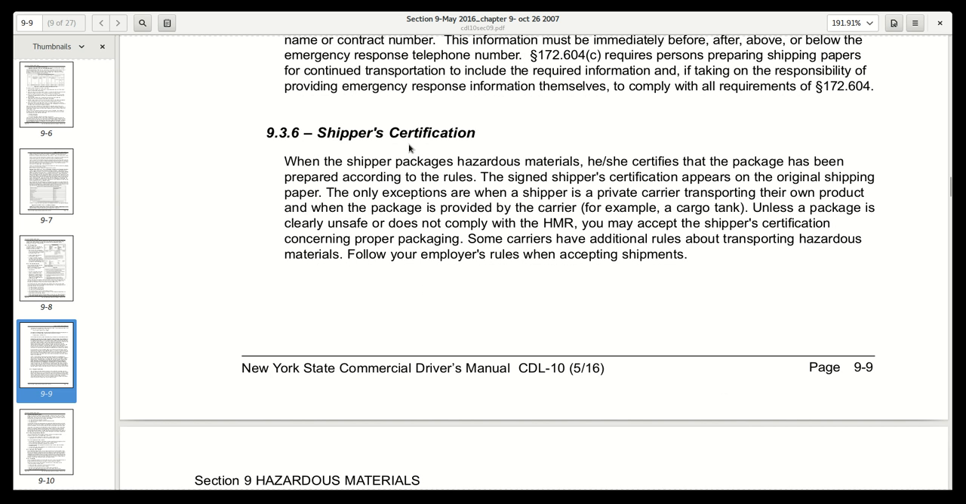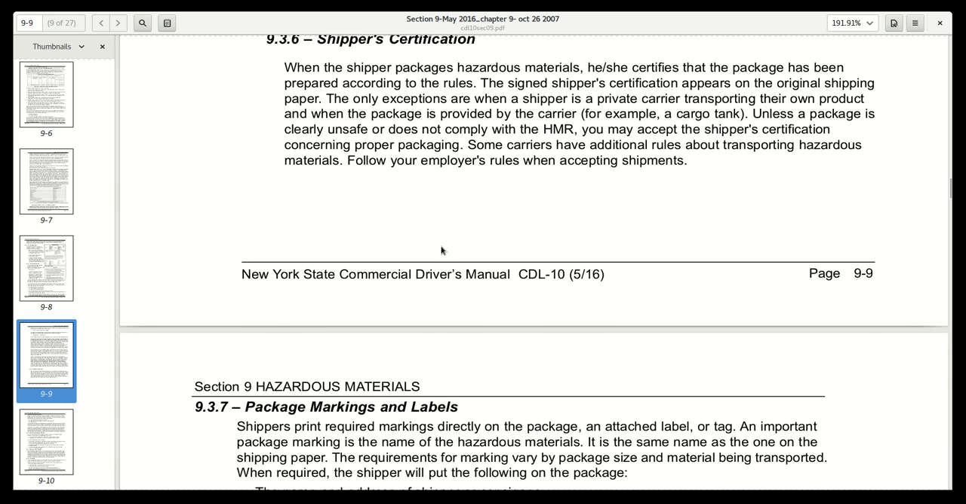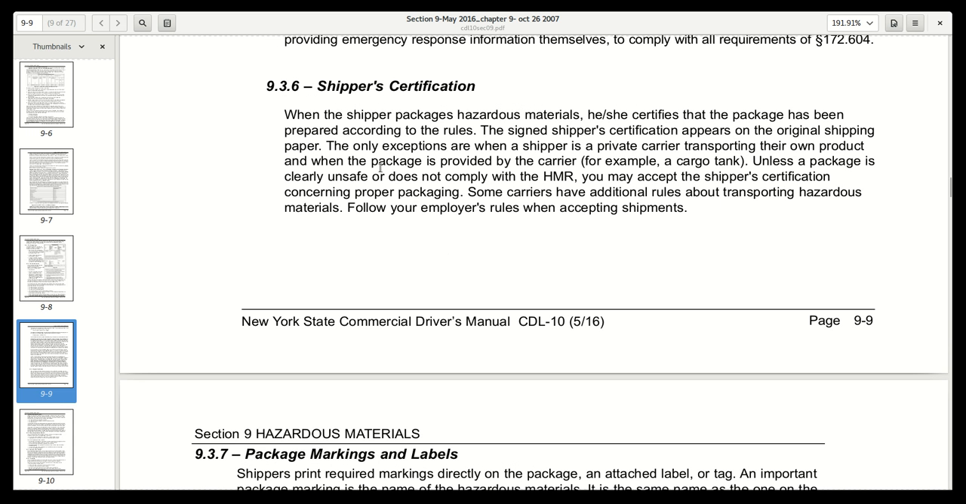9.3.6 Shipper Certification. When the shipper packages hazardous materials, he or she certifies that the package has been prepared according to the rules. The signed shipper's certification appears on the original shipping paper. The only exceptions are when a shipper is a private carrier transporting their own product and when the package is provided by the carrier, for example, a cargo tank.